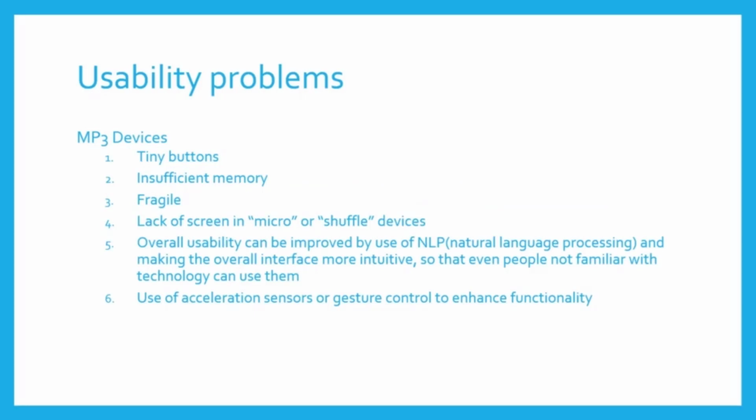For MP3 devices, the buttons are small and the memory is insufficient, and most of these MP3 devices tend to be very fragile, and they also lack a screen in those micro or shuffle devices. And the overall usability can be improved by the use of NLP and making the overall interface more intuitive for the users to use, so that people who are not familiar with technology can use them.